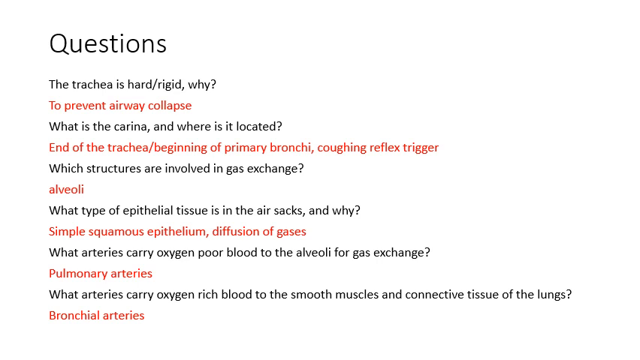The structures involved in gas exchange are the alveoli. And the tissue that's found there is simple squamous epithelial tissue. The reason is because we need diffusion to happen, so diffusion of oxygen and carbon dioxide across those membranes. The arteries that are carrying oxygen-poor blood for gas exchange are the pulmonary arteries, and the arteries carrying oxygen-rich blood to actually supply the lung tissue are the bronchial arteries.